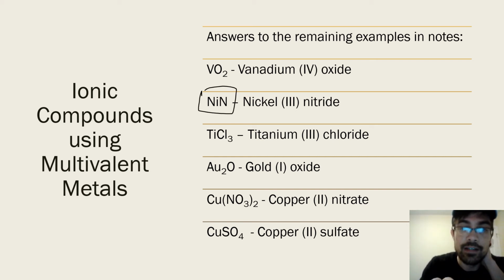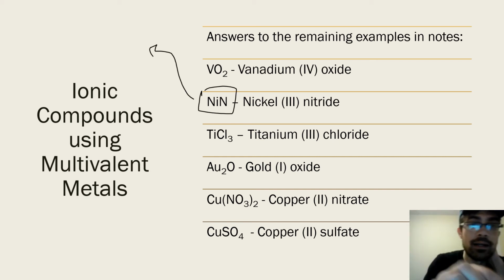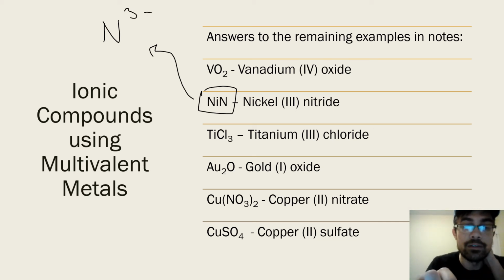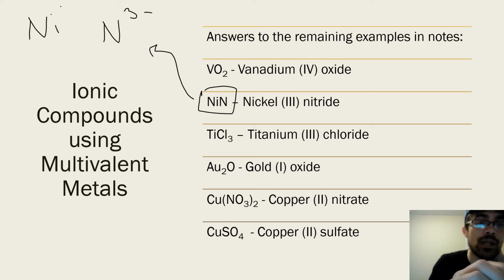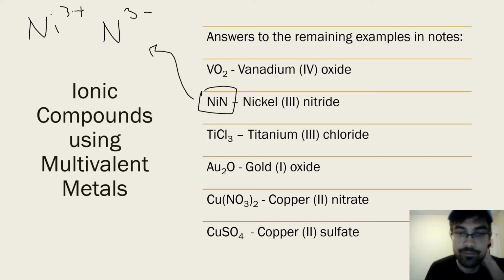Nickel nitride. Okay, nickel can be different things, but nitrogen, on the other hand, has a -3 charge. There's only 1 nickel, so all of that has to be canceled out by that 1 nickel atom, so it has to be +3. Okay, we'll look at another one here.